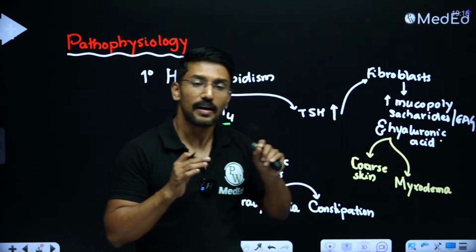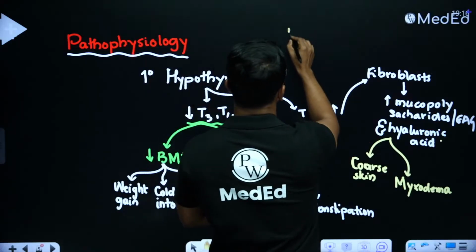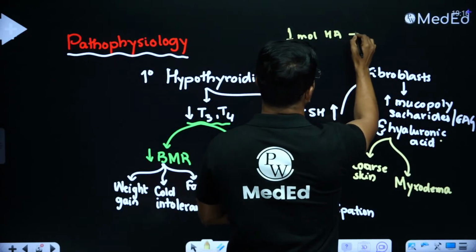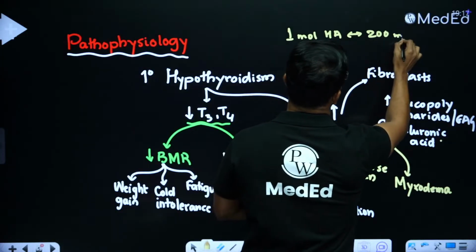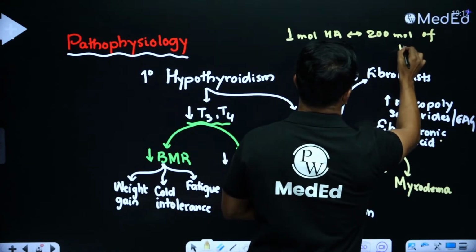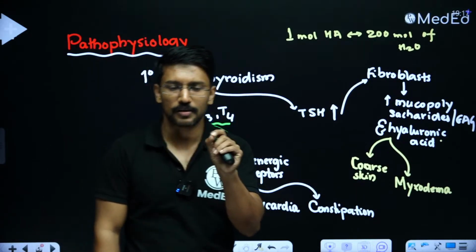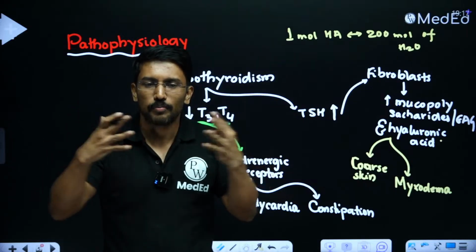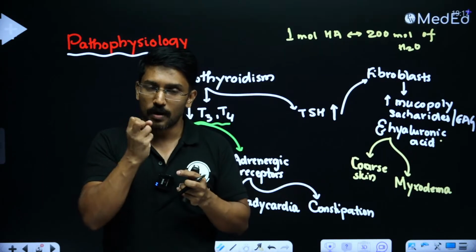Hyaluronic acid is a hygroscopic substance. Meaning, one molecule of hyaluronic acid is capable of binding up to 200 molecules of water. So if I inject one molecule of hyaluronic acid, it will bind 200 molecules of water. So what will happen in that space? It will fill, it will swell. Wherever I inject, it holds water and swells.